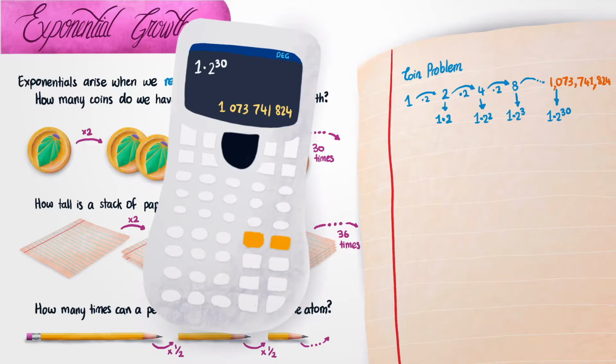Now, this is not a mistake. You should actually try this with your own calculator if you don't believe me. But we actually end up with over 1 billion coins. Not 1 million, but 1 billion coins.